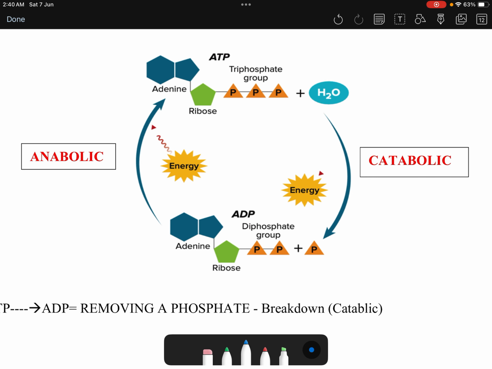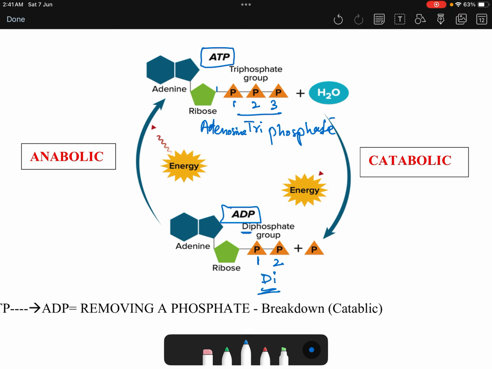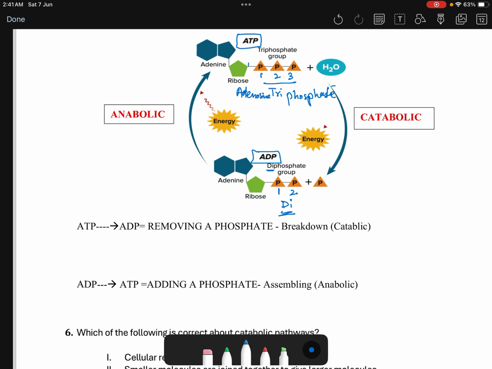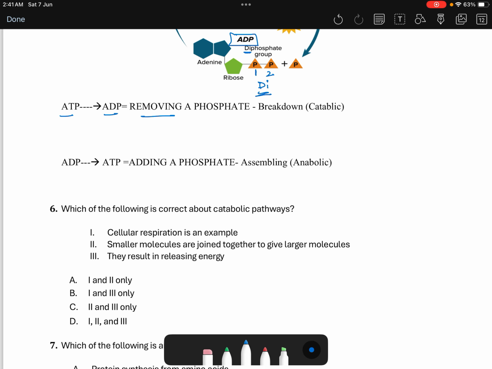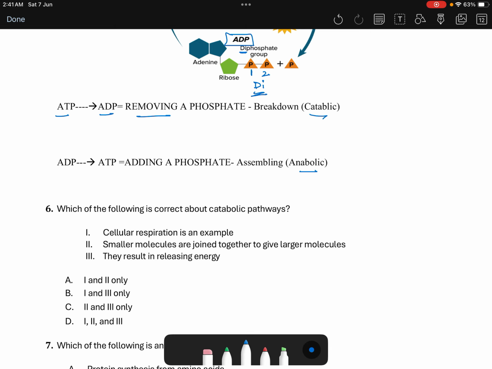This is the ADP-ATP cycle, and along with that we labeled the catabolic and anabolic pathways. The upper molecule in this diagram has 1, 2 and 3 phosphates, so that's why it is called tri. So it is ATP, adenosine triphosphate. On the other hand we have 1 and 2, so only two phosphates, a diphosphate group: adenosine diphosphate, or ADP. So ATP can be converted into ADP when you remove the phosphate, while if you reverse it, it's anabolic and you use energy.